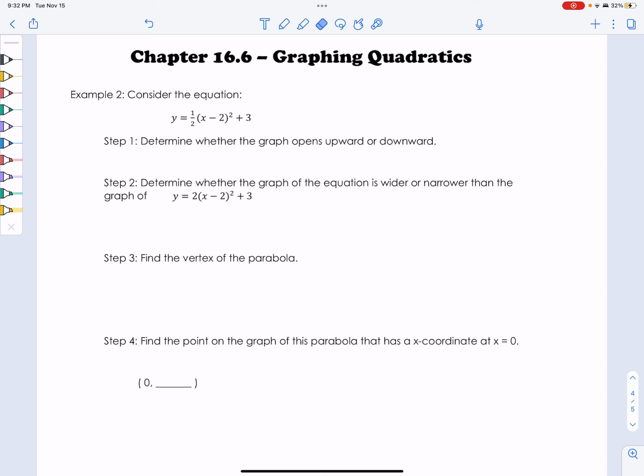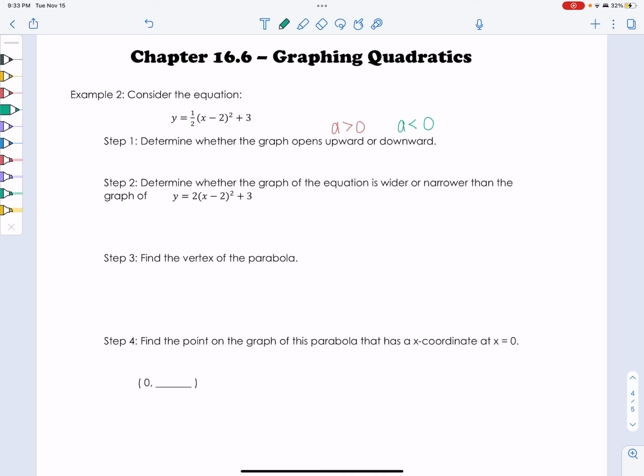And so step 1 says determine whether the graph opens upward or downward. So going all the way back to the very first thing in the notes, we said that a graph is going to open upward if A is greater than 0. Essentially, if A is positive. A graph is going to open downward if A is less than 0, if A is negative.